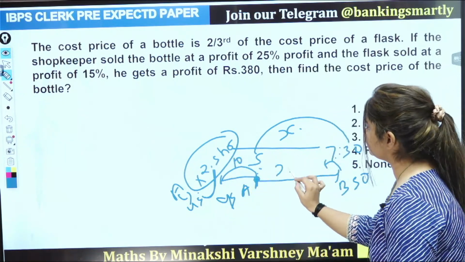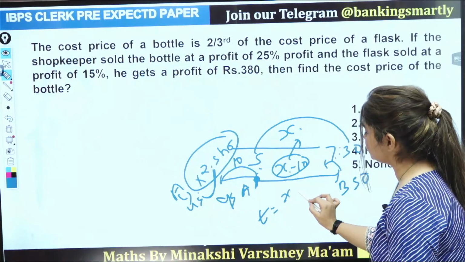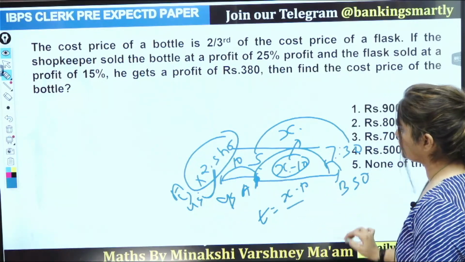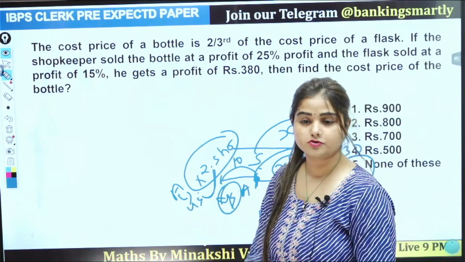That means this one is x minus 10. Okay, and this is given. So time is equal to what? x minus 10, and they are moving in the opposite direction. That means you have to add the speeds. Distance upon speed, you can easily find out.